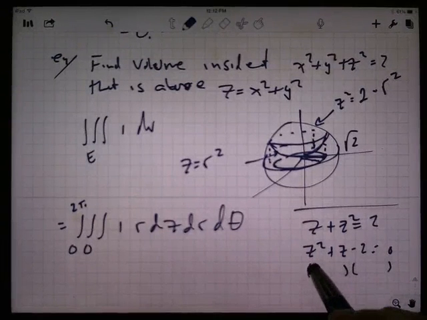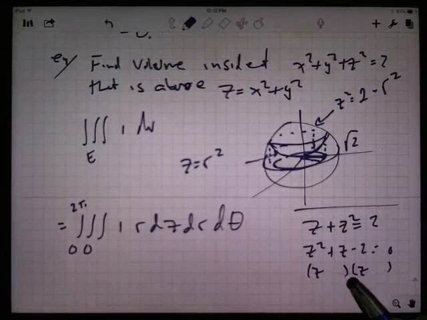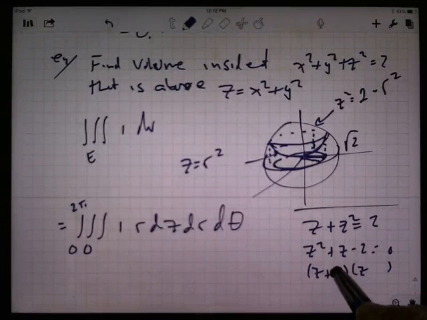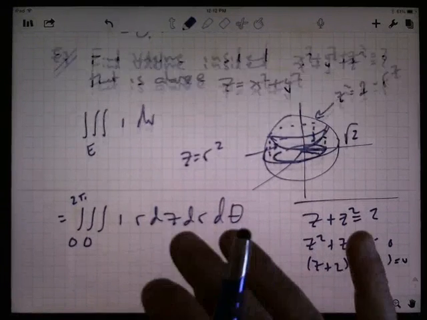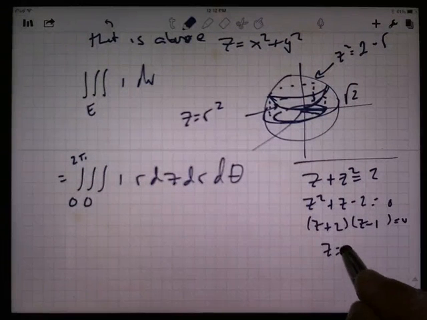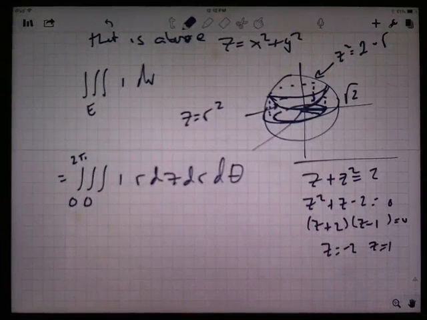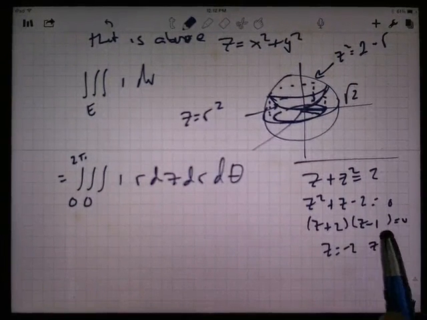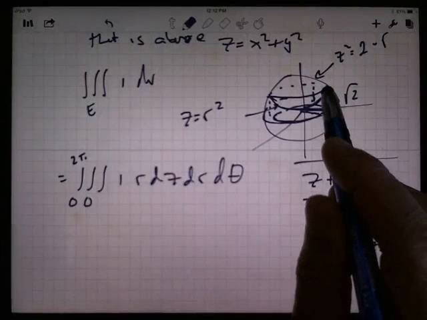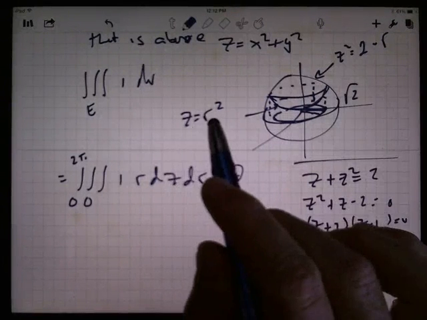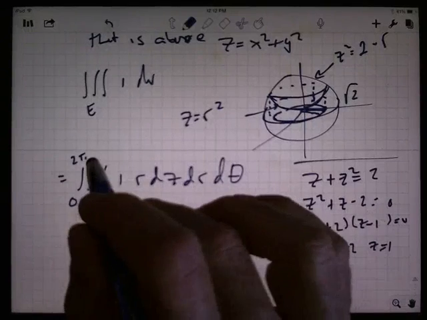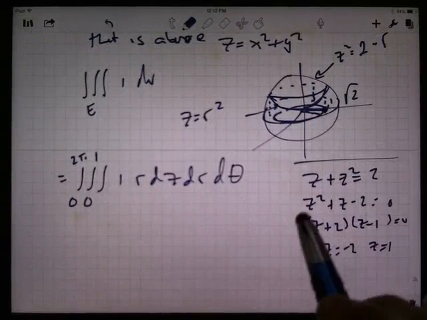so z squared plus z minus 2 equals 0. Factor that. I've got z, what do I have? Plus 2 and minus 1. So z equals negative 2 or z equals 1. This one's fascinating to me. Z equals 1, I think, is what I'm looking for here. So when z equals 1, then r squared equals 1, so r equals 1. So that's apparently a 1 right there.